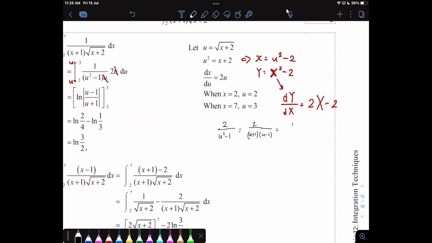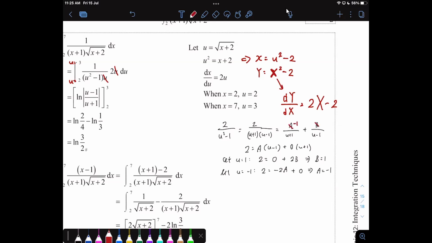Then we'll get a over u plus 1 plus b over u minus 1. Let's see what we will get. In this case, we'll get 2 equals to a times u minus 1 plus b times u plus 1. Then let u equals to, let's say 1, we'll get 2 equals to 0 plus 2b, implying b equals to 1. If we let u equals to, let's say, negative 1, 2 will be equals to a times minus 1 minus 1, that's minus 2a plus 0, implying that a equals to negative 1. So we can just directly replace a with negative 1, b with 1.